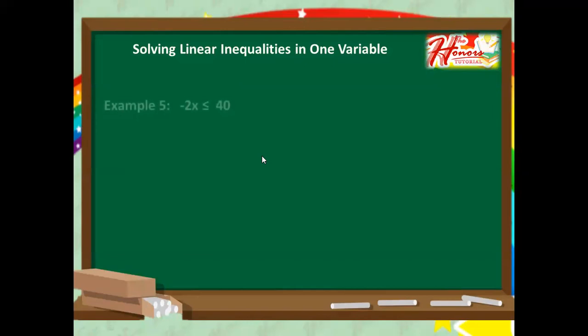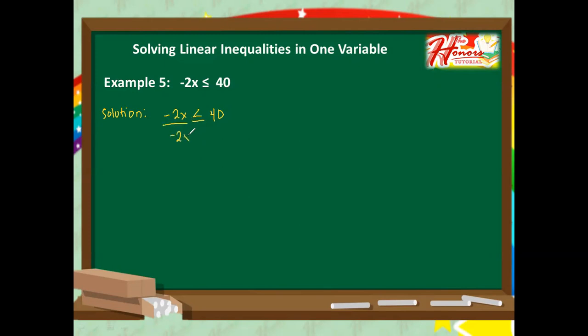So that is number 5. We have here negative 2x is less than or equal to 40. Solution, that is negative 2x is less than or equal to 40. Same process, but as you can see here, 2 is negative. So therefore, we are going to divide both sides by negative 2.